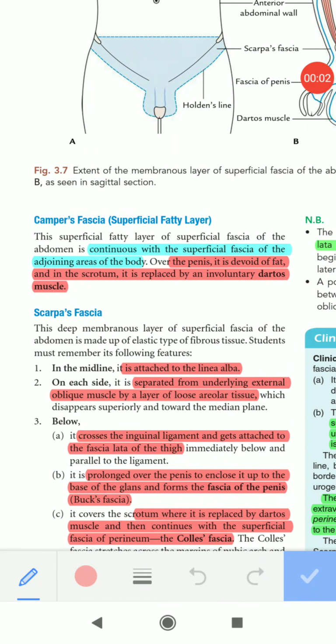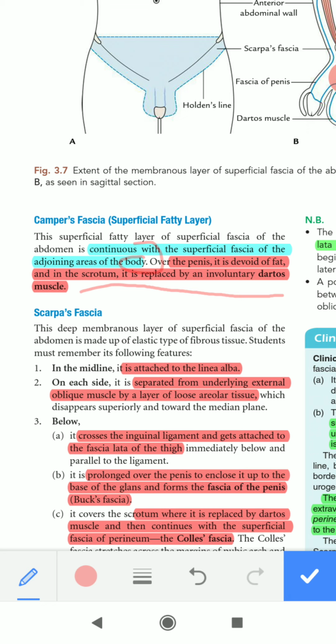So the Camper's fascia, or superficial fatty layer, is continuous with the superficial fascia of the adjoining areas of the body. Over the penis it is devoid of fat, and in the scrotum it is replaced by an involuntary dartos muscle.